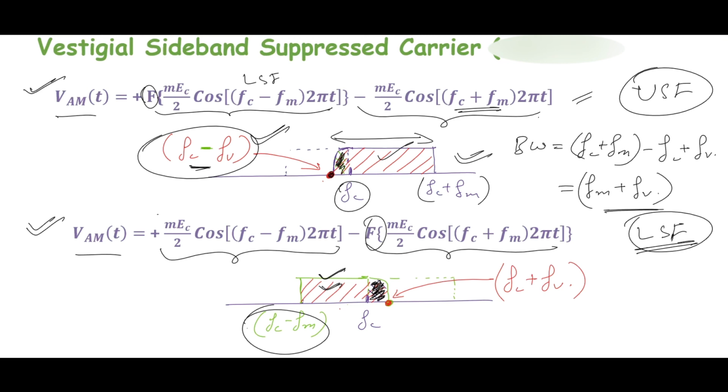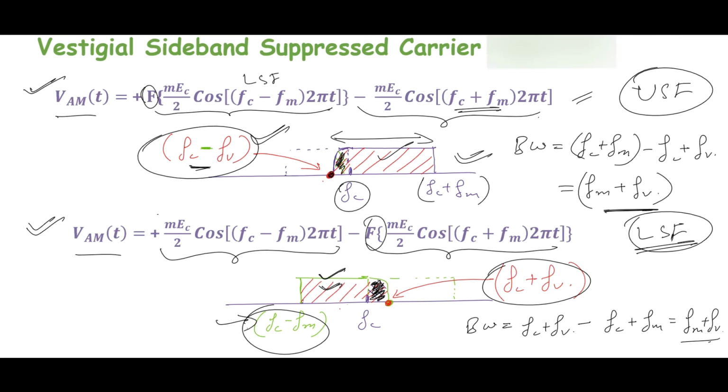Obviously that is slightly greater than the SSB transmission, but it is more efficient in terms of preserving signal or information content. Likewise, you can calculate for the lower sideband transmission as well, right? This time the higher frequency is fc plus fv, okay, and the lowest frequency is fc minus fm. So this becomes minus of fc minus fm, right? Again, you will be getting the same thing, fm plus fv, all right.